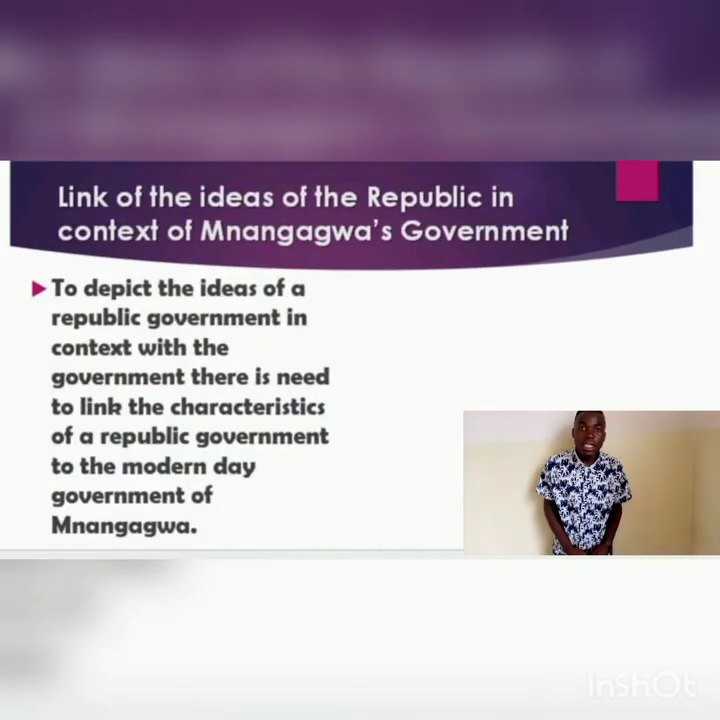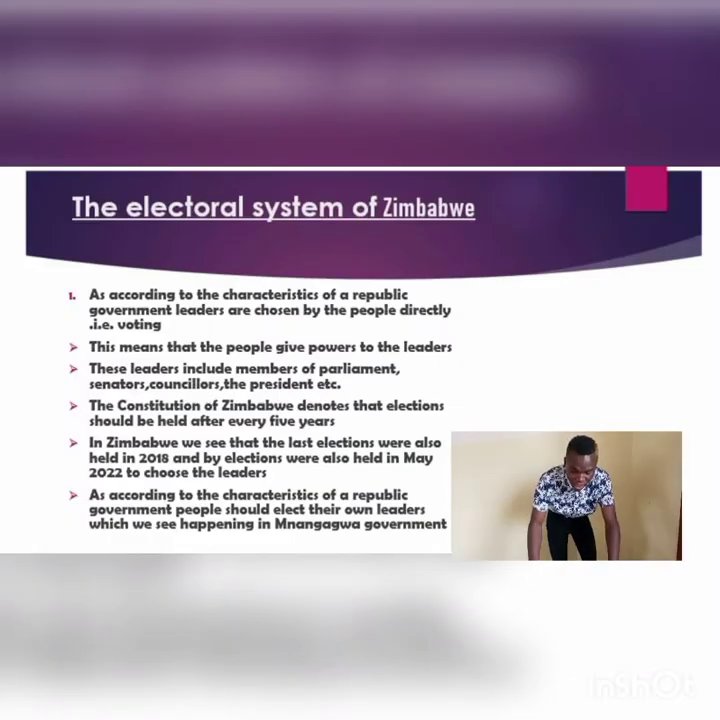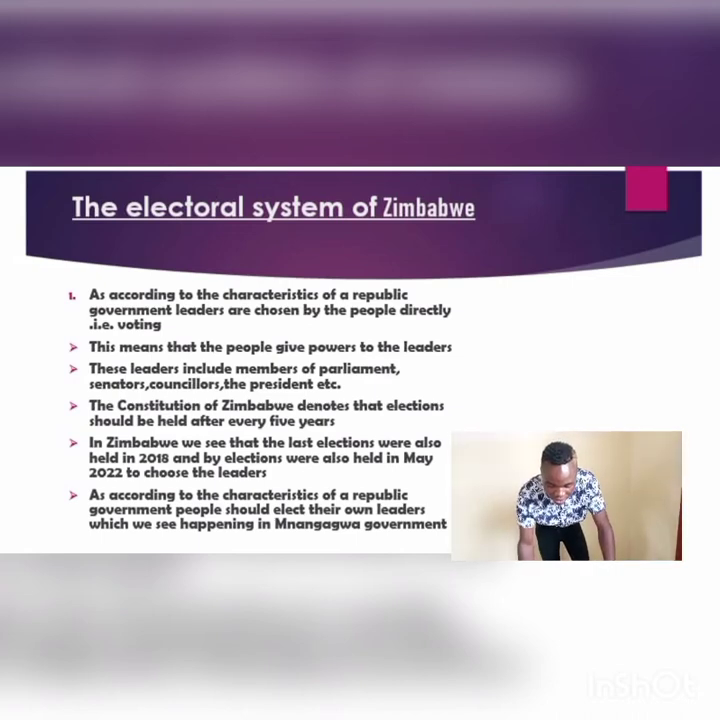So our question needs us to link the characteristics of a republic government to the government of Mnangagwa. So to depict the ideas of a republic government in the context of Mnangagwa's government, we should be able to link what happens in a republic government to the government of Mnangagwa. In linking these, we've highlighted the point of the electoral system of Zimbabwe. According to the characteristics of a republic government, leaders are chosen by the people directly, that is by voting. So this means that the people give power to the leaders.